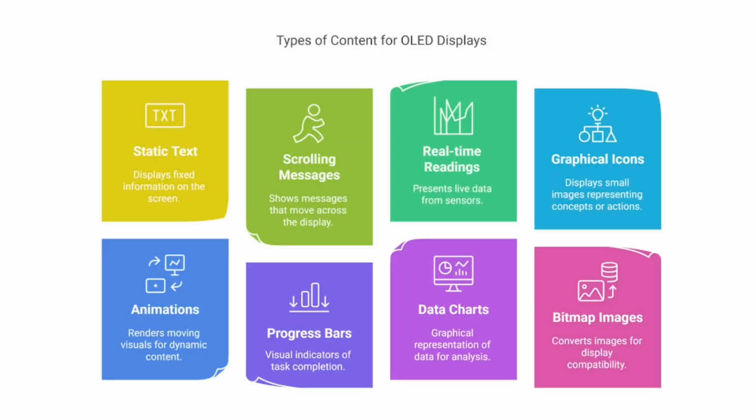Now, how can you display text and graphics on the OLED display? OLED display can be used to present various types of content, including static text, scrolling messages, real-time sensor readings, and graphical icons. The display supports multiple font sizes and styles, allowing for customization based on project needs. Additionally, OLED can render simple animations and visual elements such as progress bars and data charts.